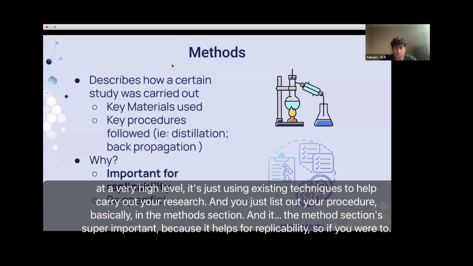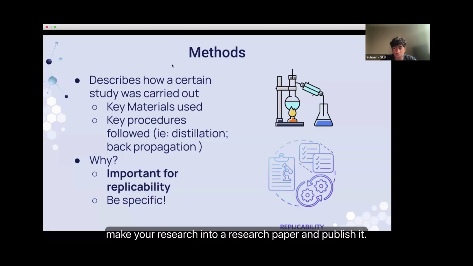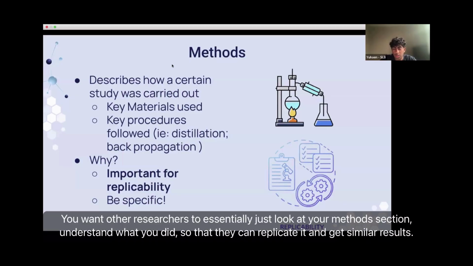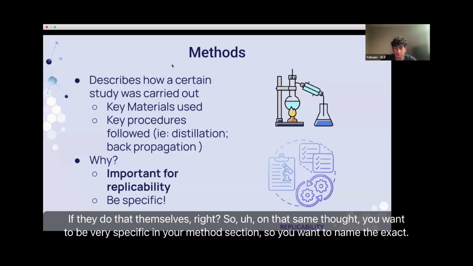And the method section is super important because it helps with replicability. So if you were to make your research into a research paper and publish it, you want other researchers to essentially just look at your method section, understand what you did so that they can replicate it and get similar results if they do that themselves, right?